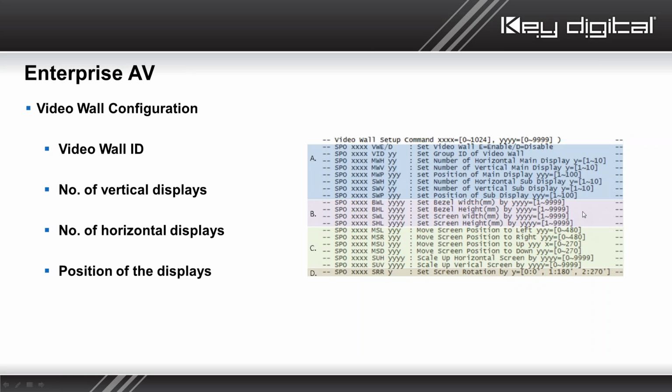So here we are in the A section. Enable video wall, so you could actually disable it to have just basic matrix switching going on. You set the ID number, SPO, XX, VID, YY, the number of horizontal in the main video wall, the number of vertical in the main, and the position within the main. Then we move on to the next set of 3 commands, secondary or sub, horizontal displays in the sub, vertical displays in the sub, and the position in that sub.